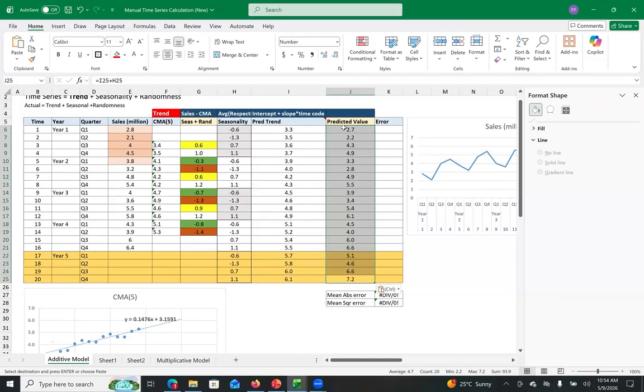Puneet, how did you calculate this predicted trend? Can you show the formula? Sure. It is nothing but the seasonality component, because it is going to be fixed, plus the trend component. Okay, this one, this column, predicted trend one. Yes, right. Okay.